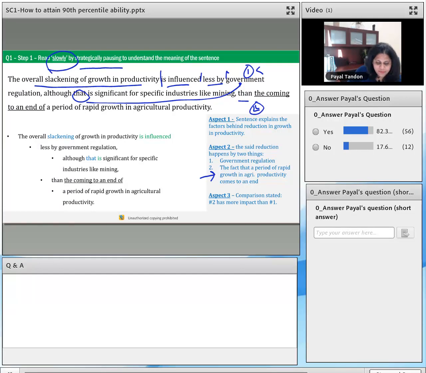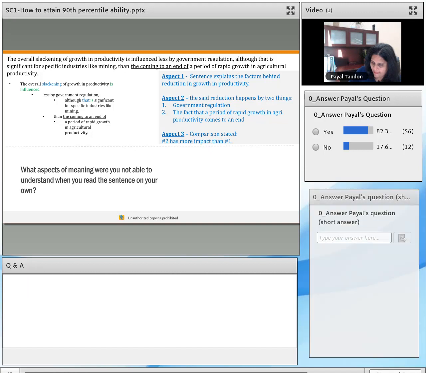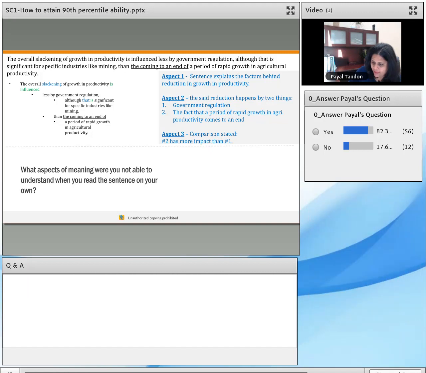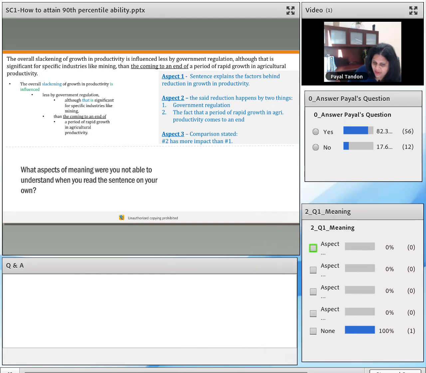Okay. Now, I'm going to ask you a question. What aspects of the meaning of this sentence were you not able to understand when you solved the question on your own? And I'm going to give you a poll for that. And if you notice, I have four aspects here. Aspect 2.1 is this one, and aspect 2.2 is this one. So tell me, which ones were you not able to understand when you read the sentence on your own?